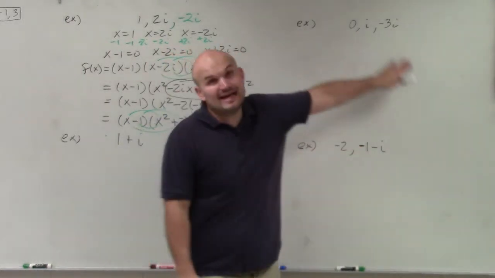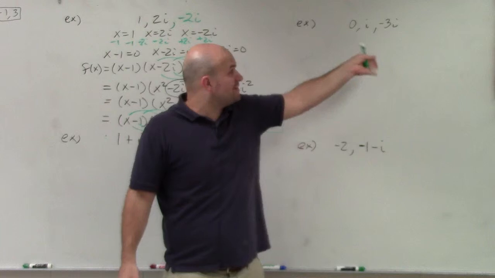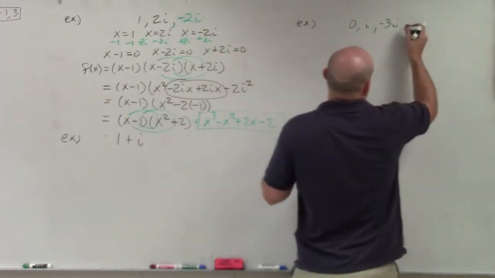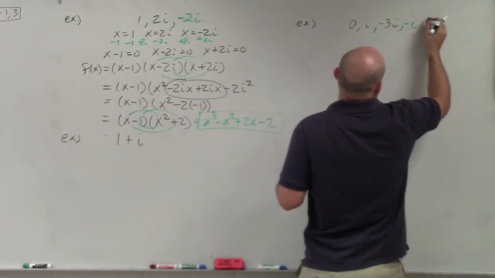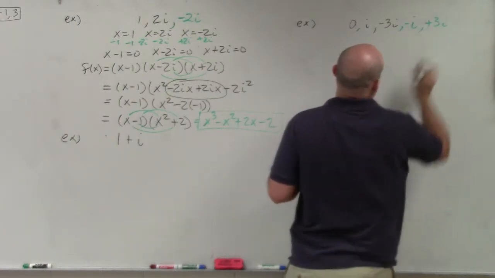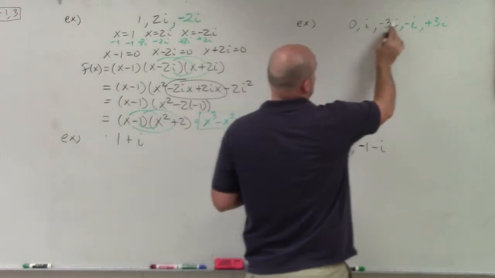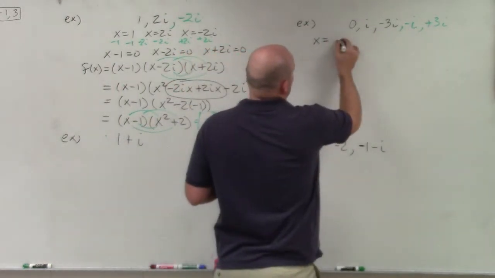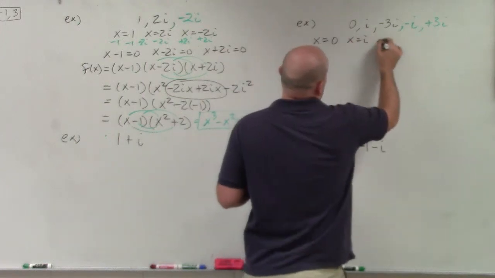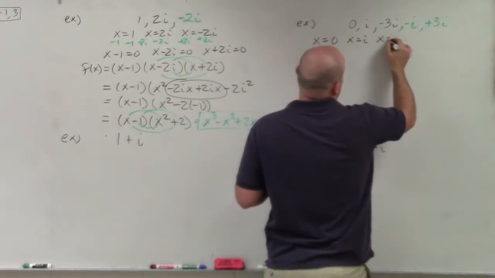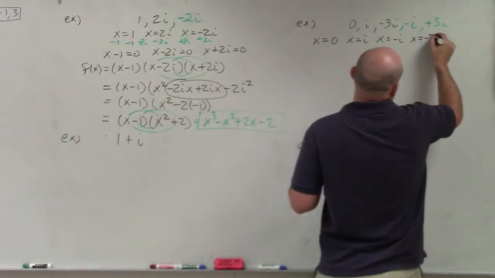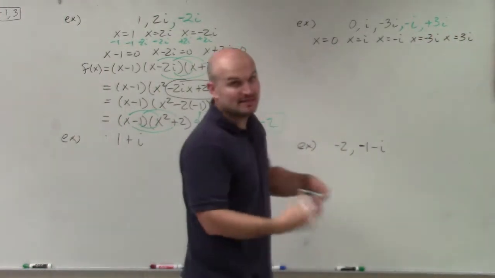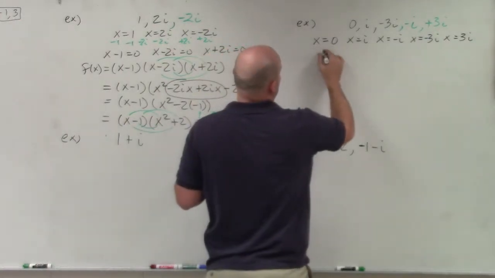Now we have a positive and negative, but they don't have the same value. So we have to use the conjugate for both of them. So that means this now contains a negative i and a positive 3i. So I have 1, 2, 3, 4, 5 roots. It's going to get fun. So I have x equals 0, x equals i, x equals negative i, x equals negative 3i, and x equals positive 3i. Now, set them all equal to 0.